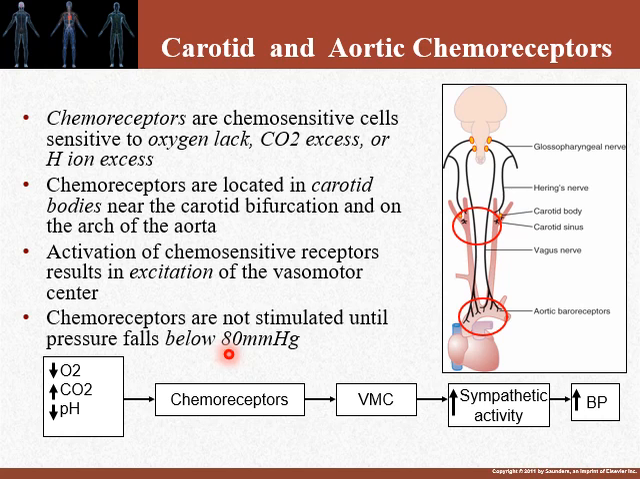So when it falls below 80, here we have a reduction of O2, an increase in CO2 and an increase in hydrogen, or a decrease in pH. They will induce the chemoreceptors to stimulate the vasomotor center to increase the sympathetic activity. So it comes not as the first line but as the second line after the baroreceptor reflex. Okay, and then they will increase blood pressure.